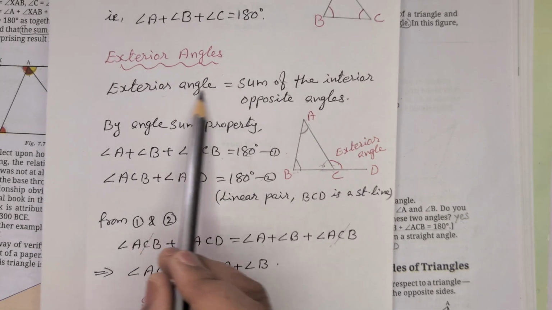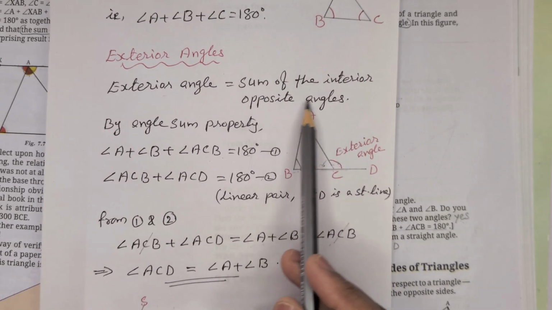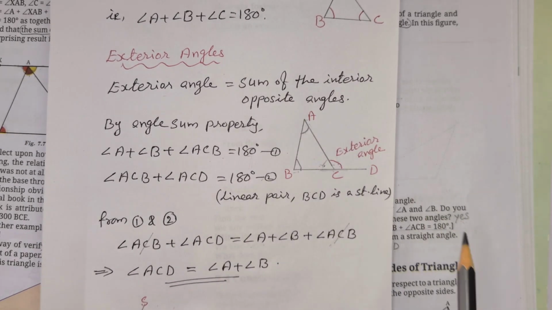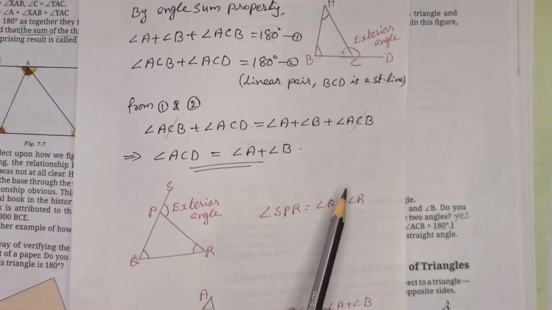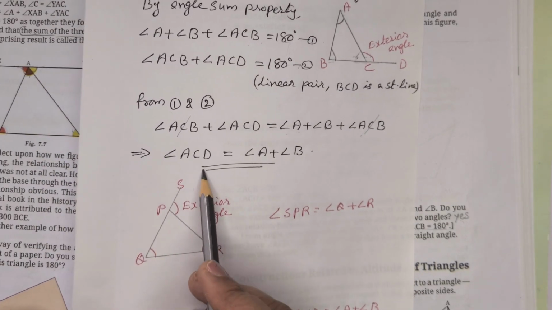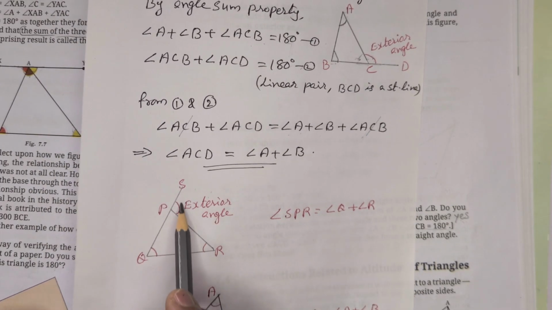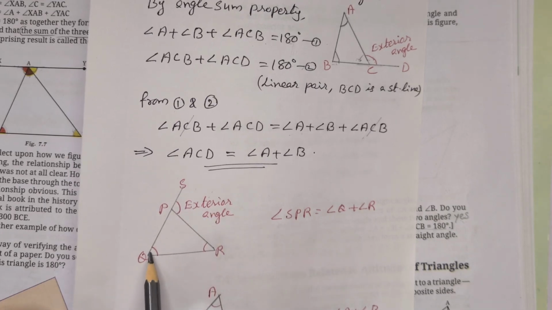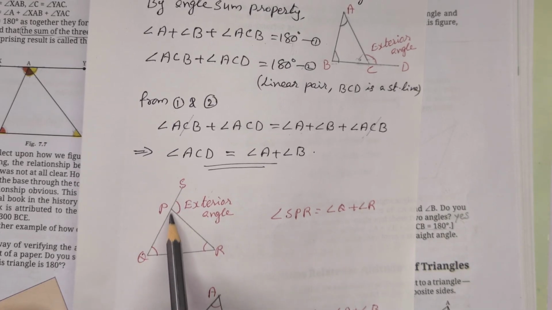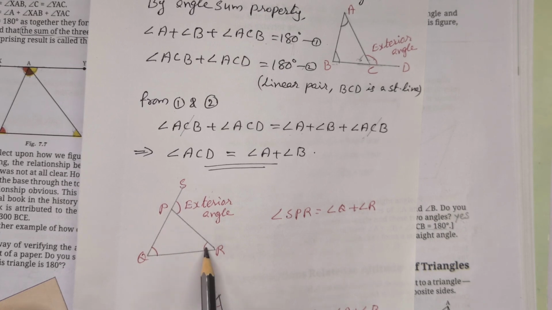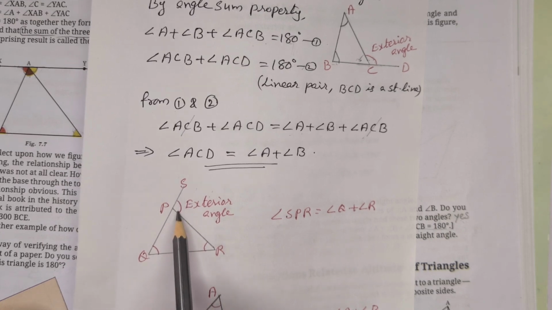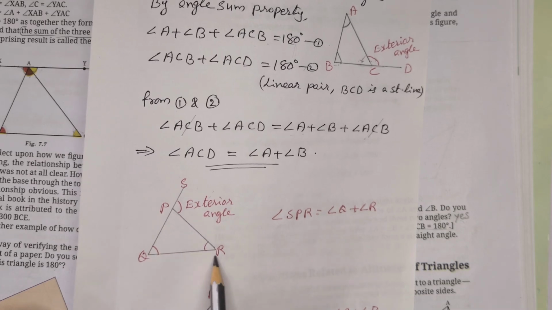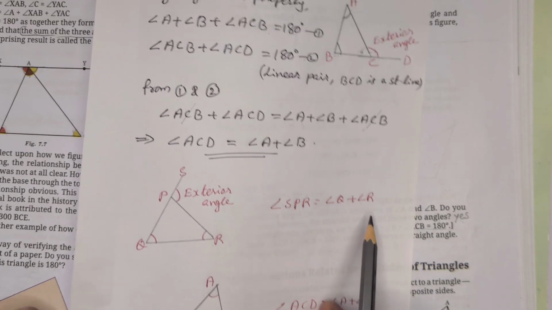So that is the proof. Sum of exterior angle is equal to sum of the interior opposite angles. Now, if we are extending this line, the exterior angle will come over here. That angle is equal to the sum of the opposite angles at this vertex, that means Q and R. So this exterior angle SPR is equal to angle Q plus angle R.